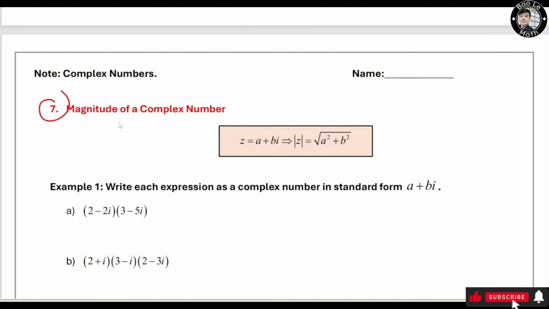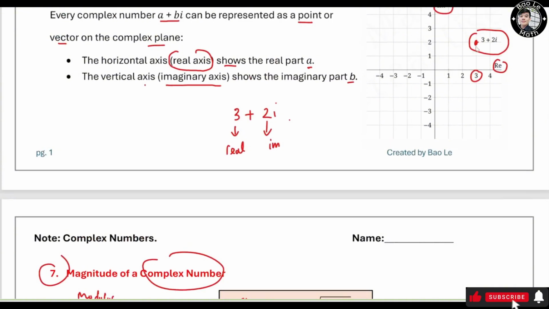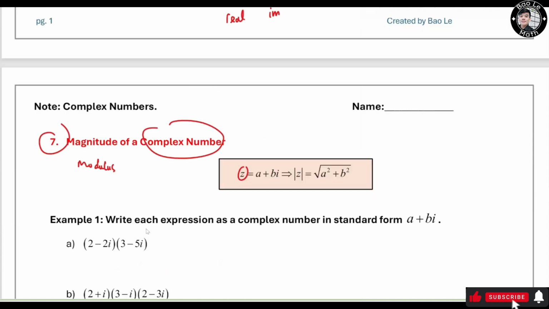We're going to talk about the magnitude of a complex number. The magnitude, in other words, the modulus of a complex number z equals a plus bi is its distance from the origin in the complex plane, right? So which means, for example, I have the complex number right here, the distance from here to here is the modulus of the complex number, and is calculated as the square root of a squared plus b squared, right?